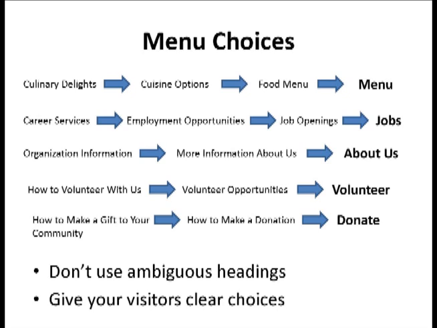So the first one that I've got here is culinary delights. And I've seen this on a few websites where they try to name their menus something really ambiguous like this, and they think it's going to be very flowery and fun, but really what it does is it confuses people. A better option would be cuisine options. That gets you a little bit closer to where you want to be in terms of understanding what they've got. Food menu, even better, but then of course menu is still the best option. There's no confusion around that. I know when I click that option what I'm going to get.